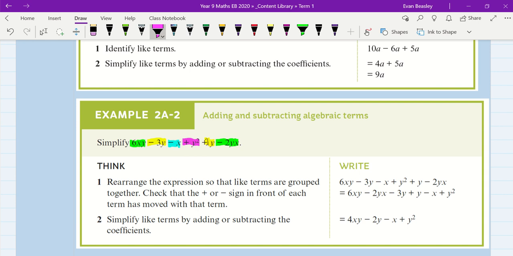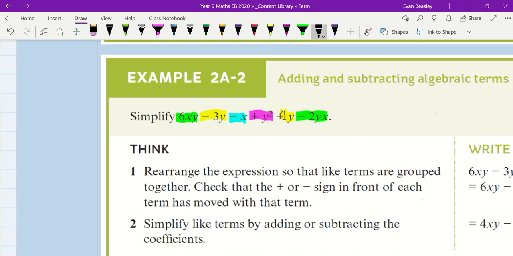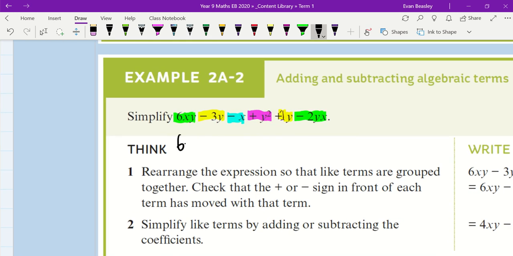So what I'm going to do now is just rearrange this, I suppose we call it an algorithm or expression, with all the like terms together. So let's do this. I'm going to go 6xy. And notice I've done my x as a curve rather than that, which is a times. So when I do algebra, I generally write my x's like the cursive x.